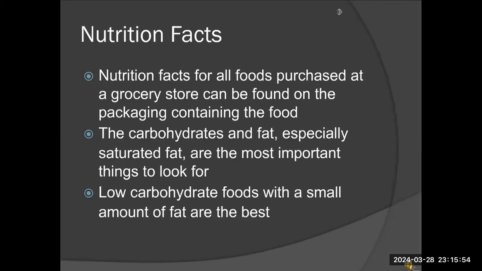Nutrition facts for all food purchased at a grocery store can be found on the packaging containing the food. This tells us what the actual contents of these nutrients are in that particular package that we are buying. The carbohydrates and fats, especially saturated fat, are the most important things to look for. Low carbohydrate foods with a small amount of fat are the best.